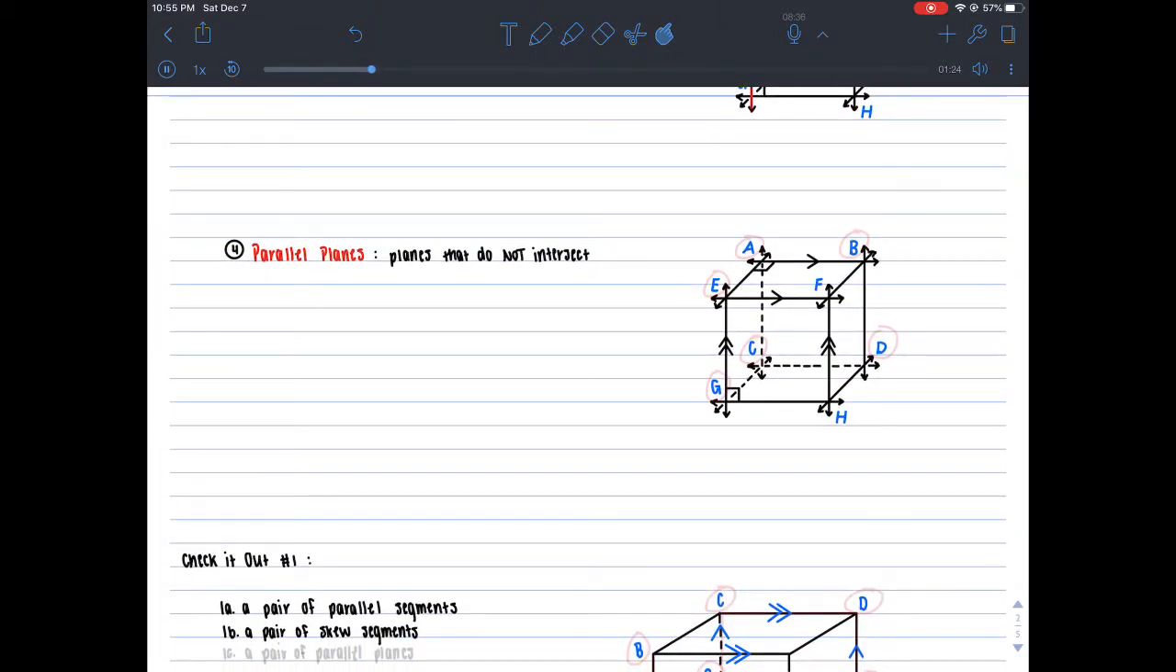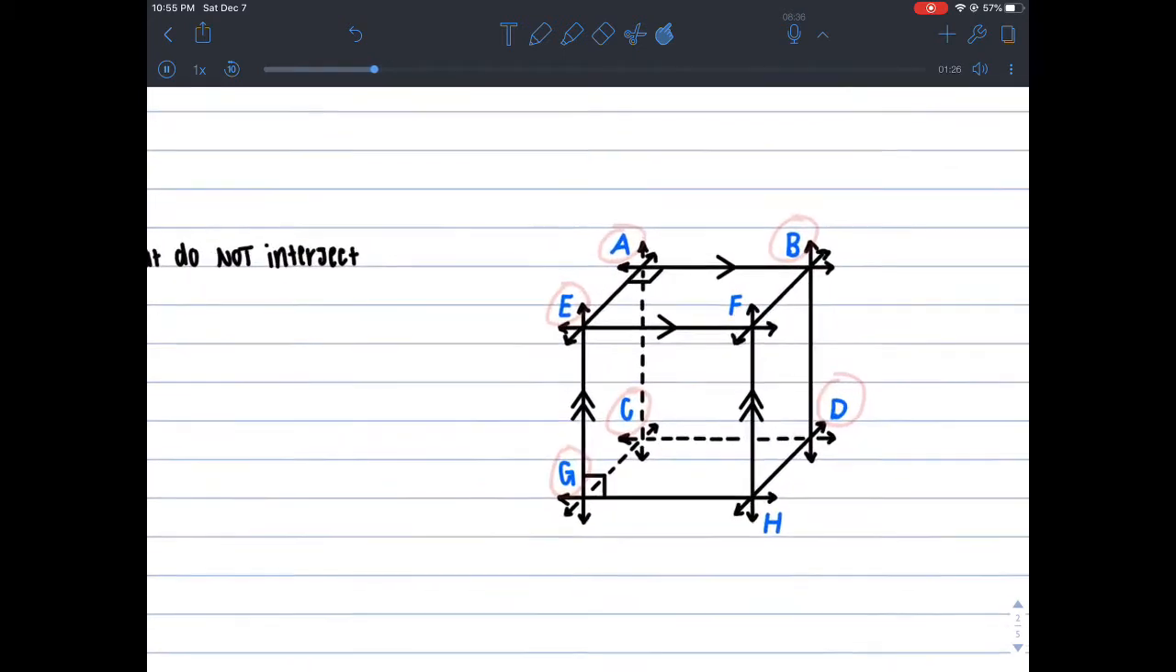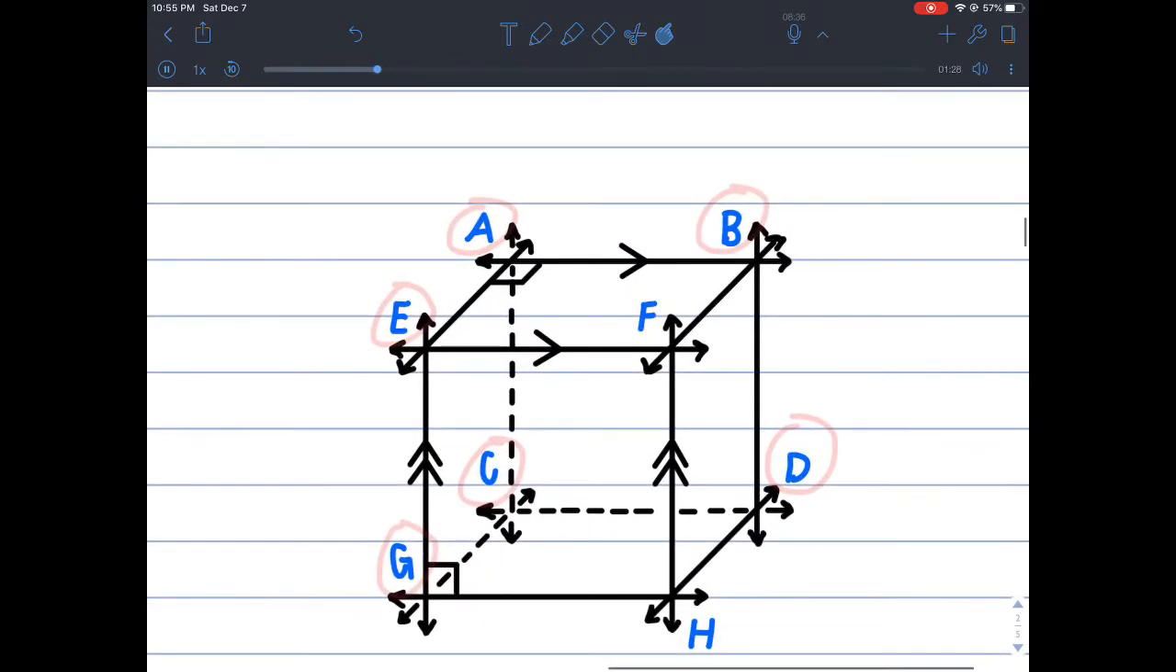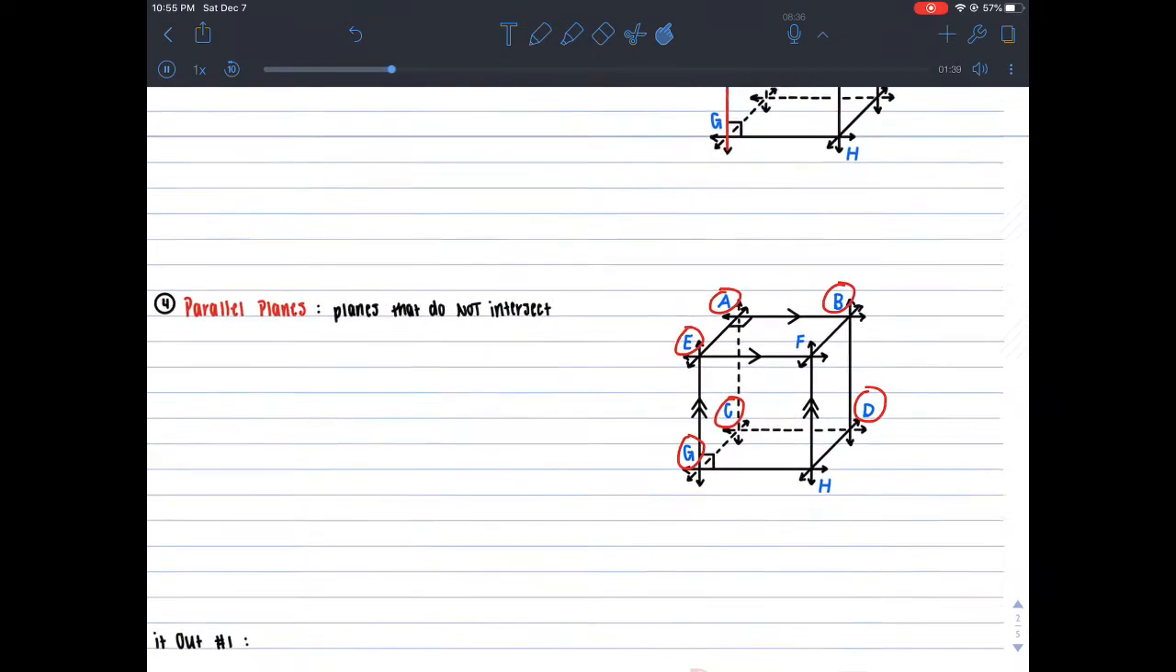These are planes that do not intersect. On our diagram, parallel planes look like this. Plane EAB is parallel to plane GCD. These are parallel planes.